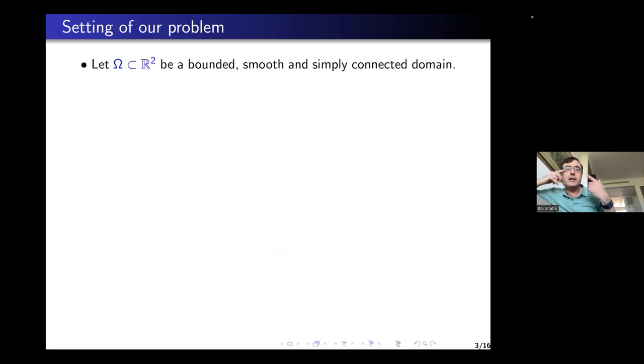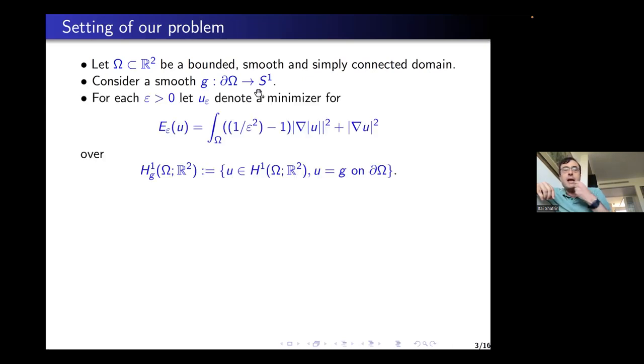So what is the setting of our problem? Omega is a two-dimensional bounded, smooth, and simply connected domain. We have a boundary condition G taking values in S1. This is important. For each epsilon, we denote by U epsilon a minimizer for the energy I wrote before, E epsilon of U, for maps taking values in R2, but with the boundary condition given by G. We denote this space by H1 sub G of Omega with values in R2.